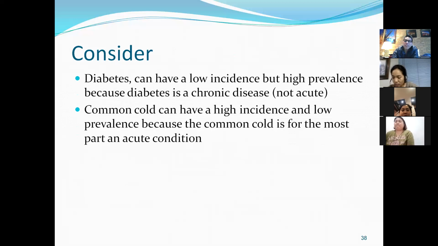Whereas a common cold can have a very high incidence, especially when it's flu season, and have low prevalence because the common cold is almost just part of an acute condition. They're not 24/7, they're not year-long, and they're not chronic. So that's a very good example of the application of the concept of incidence and prevalence.